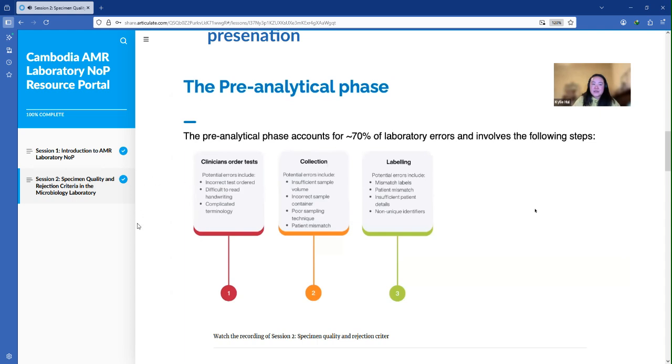The fourth step is the transport. So when the actual sample gets transported to the laboratory, some potential errors may include the delay in transport, so the sample not arriving in the laboratory at a fast enough window. Incorrect temperature of the sample storage, so whether something might need refrigeration and has not been refrigerated between the time of collection and it arriving at the laboratory.